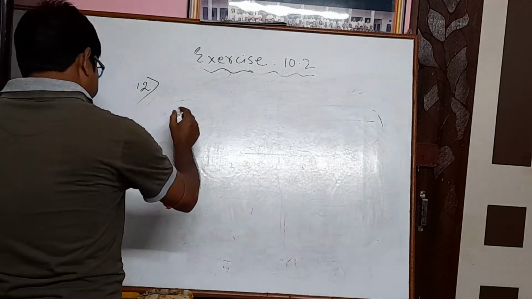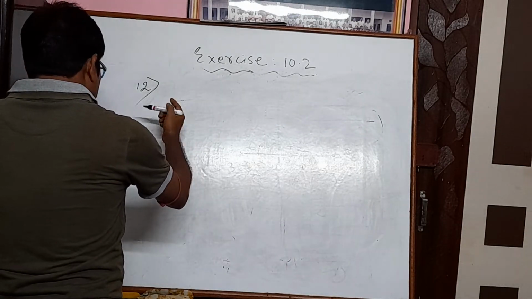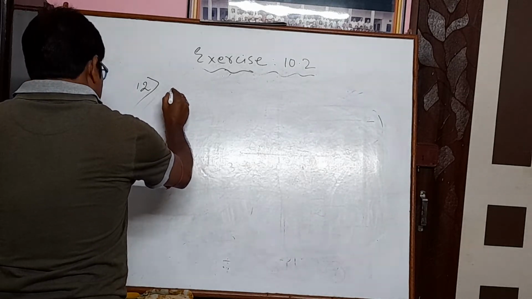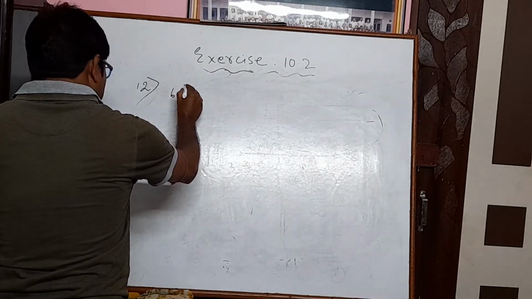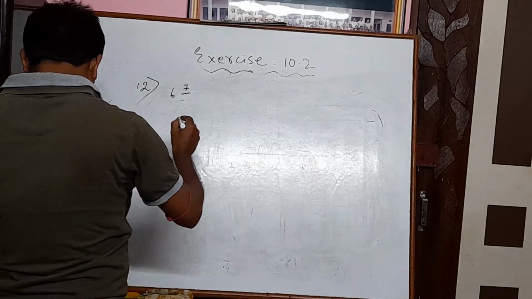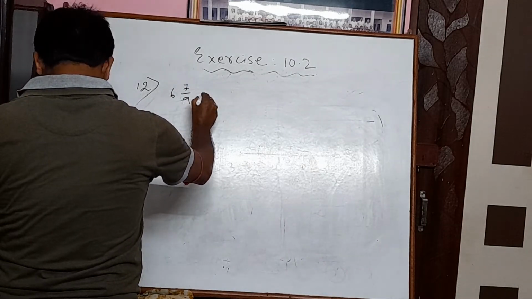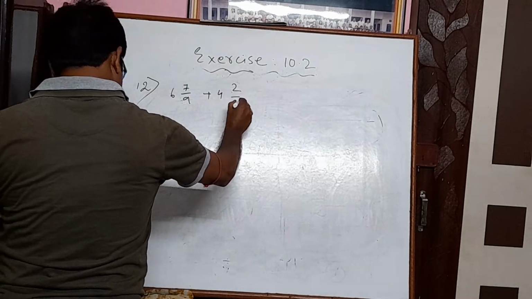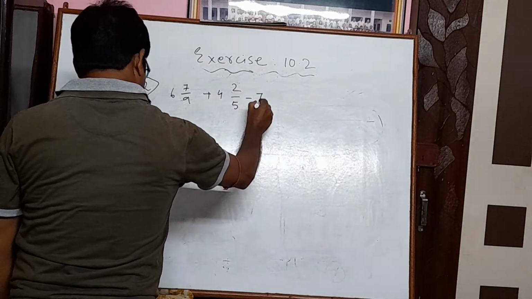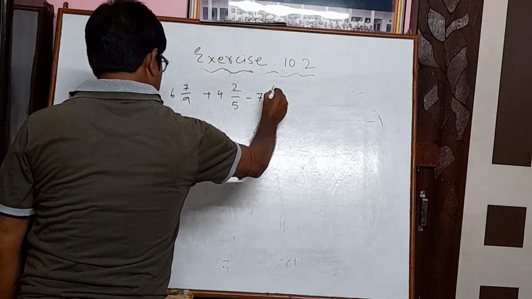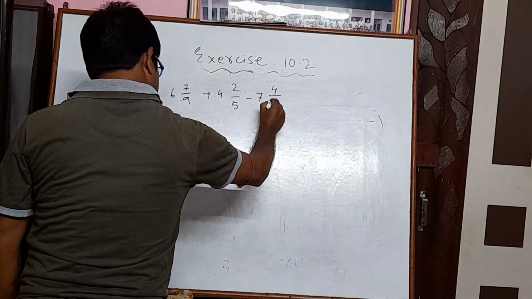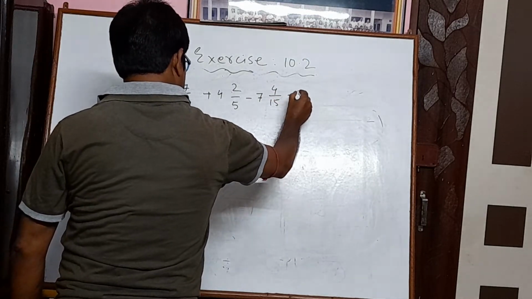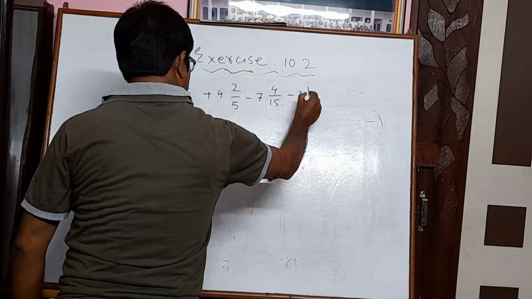The question is, and I am solving this question for that purpose only, so that you don't get confused. The question is 6 whole 7 by 9 plus 4 whole 2 by 5 minus 7 whole 4 by 15 minus 3 whole 1 by 3.